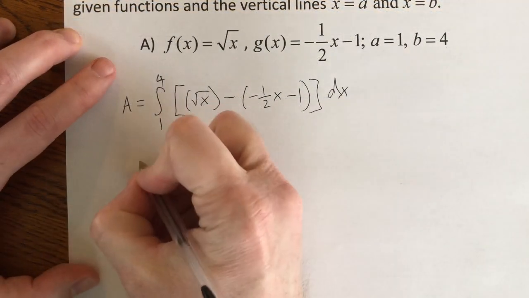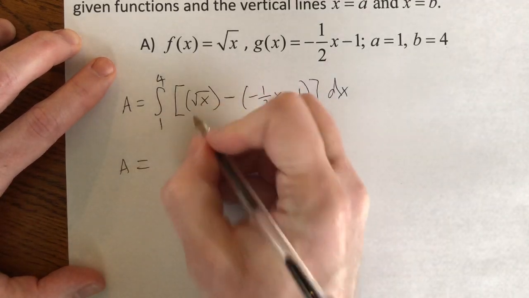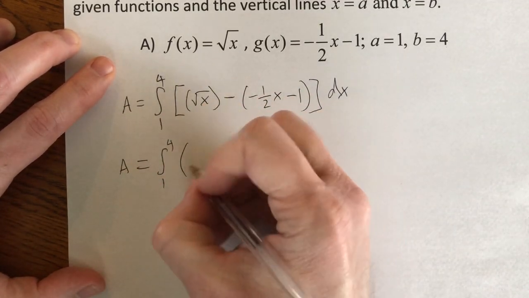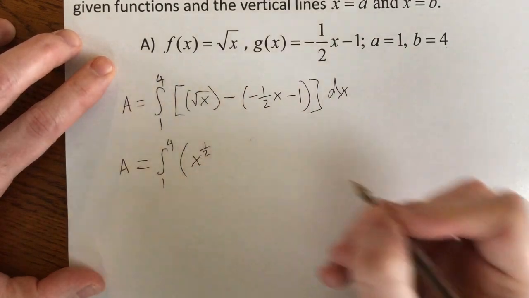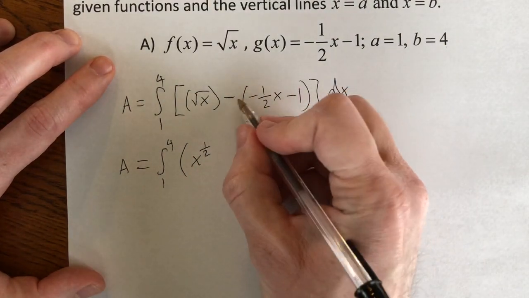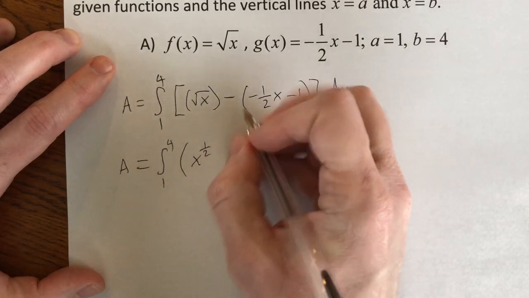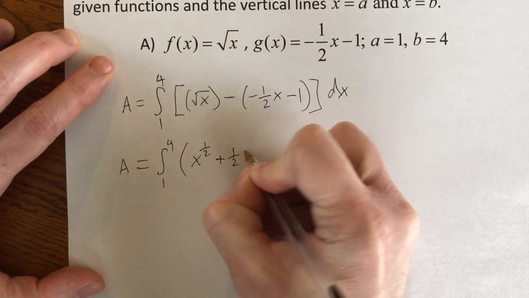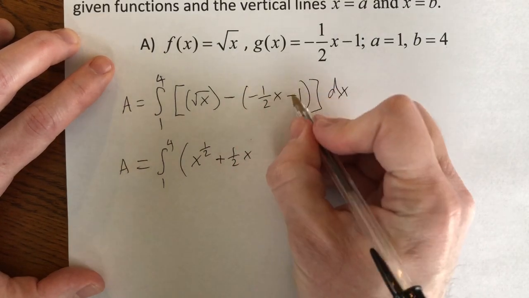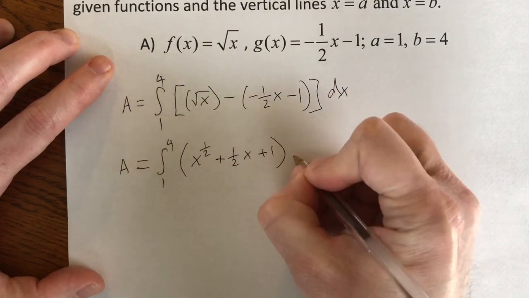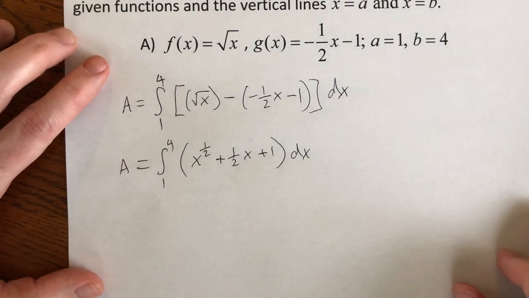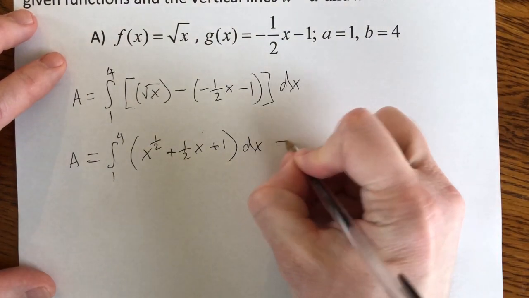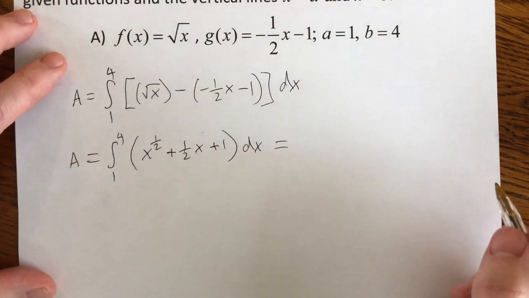This time we would rewrite this radical x as x to the 1/2. And then we would distribute this negative through. So a negative times a negative is a positive 1/2 x. Again, a negative times a negative is a positive 1. And it's all with respect to x. Okay, so let's go ahead and come up with the value of this definite integral.